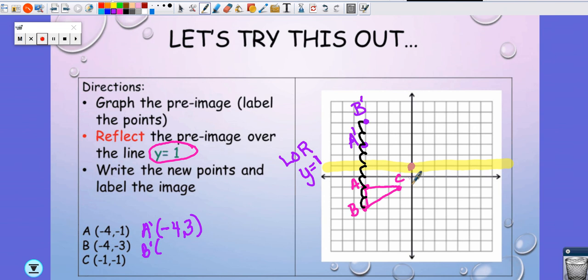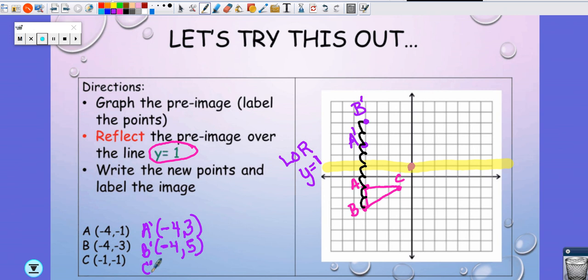So you go and read the point. 1, 2, 3, 4. So this is -4. And you're going to go up 1, 2, 3, 4, 5. So -4 and 5. That is my B prime.